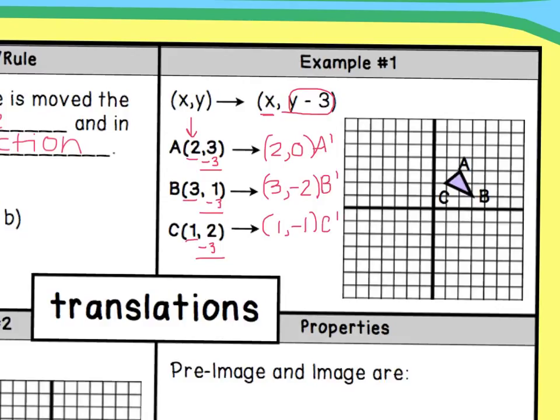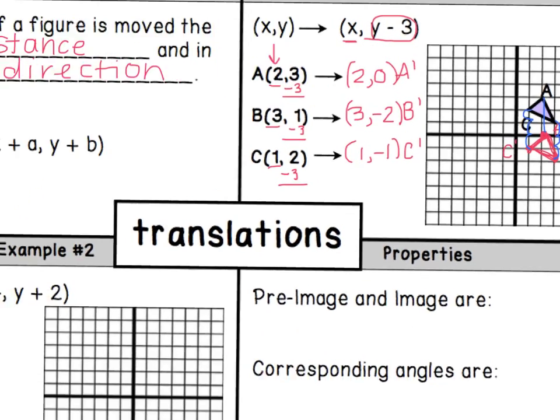So then I can plot the points. 2, 0 would be A prime. 3, negative 2 would be B prime. And 1, negative 1 would be C prime. And I should notice that these shapes, these two triangles, are the same, and that every single one should have been moved down 1, 2, 3 spaces. So they all were moved in the same direction and the same amount of distance.